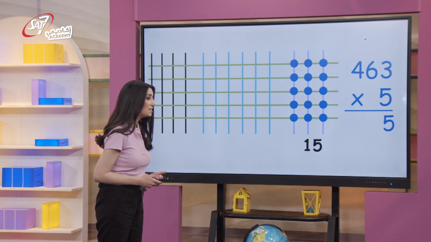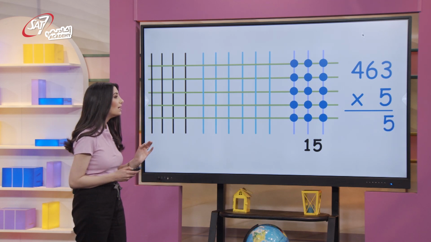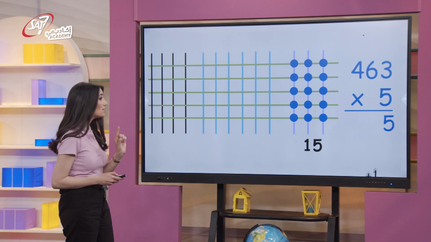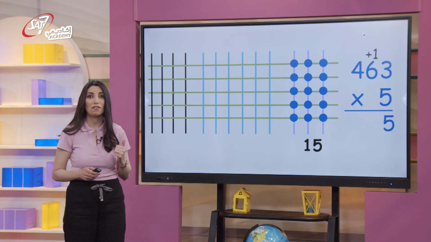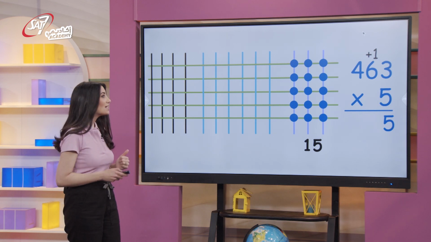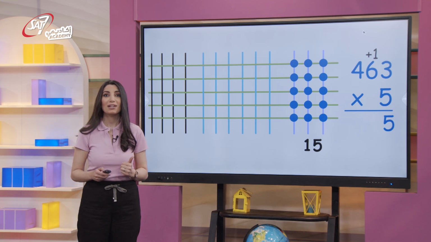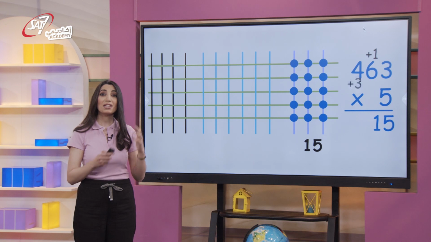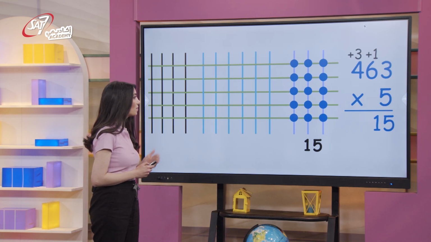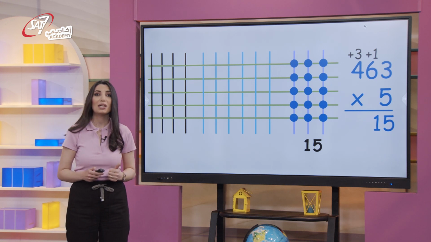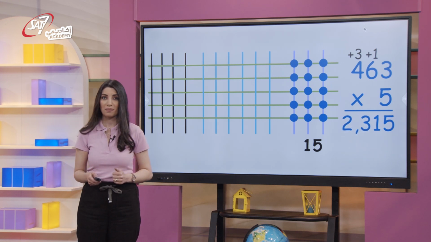Forget the lines. 3 times 5 is 15. But we are only allowed to write one digit in the answer, so we carry the 1 to the next number and we add the 5. 6 times 5 is 30, plus 1, it's 31. We carry the 3 to the next number and we place the 1 in the answer. 4 times 5 is 20, plus 3, 23.